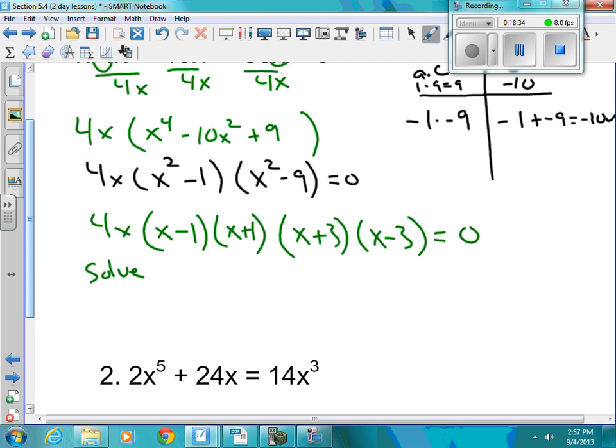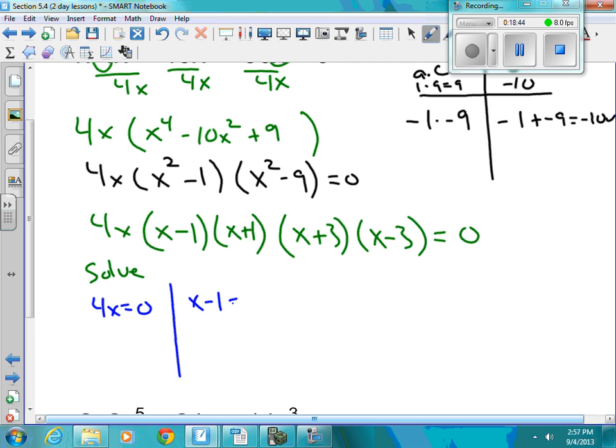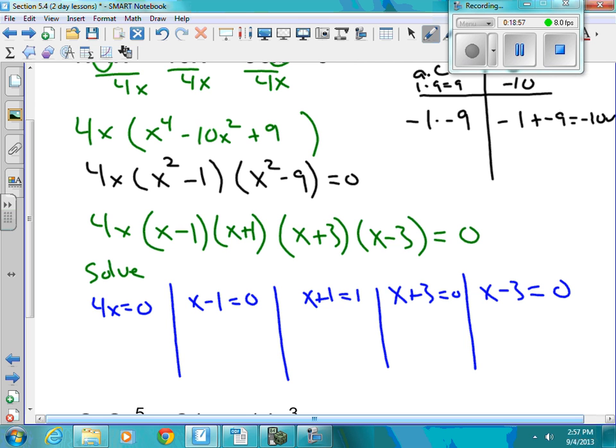Remember, it said solve. Or it may say something like find the zeros. Remember, that means the same thing. So you take 4x, set it equal to 0. You take x minus 1, set it equal to 0. You take x plus 1, set it equal to 0. You take x plus 3, set it equal to 0. And finally, you take x minus 3 and set it equal to 0.